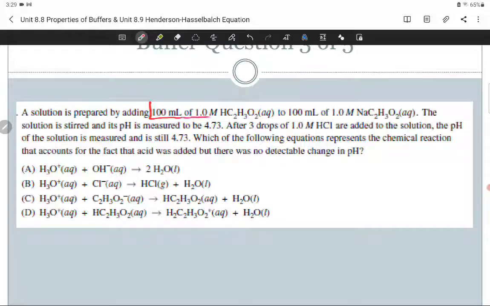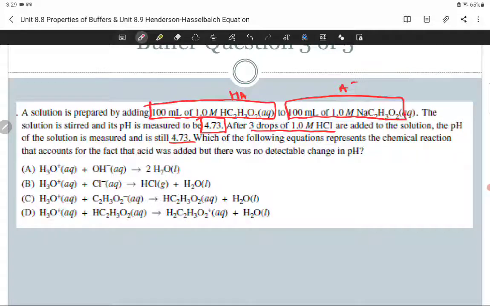We have 100 milliliters of 1 molar HA and 100 milliliters of 1 molar A minus. So that's going to be a perfect buffer. This particular buffer has a pH of 4.73. If you add a little bit of hydrochloric acid, it still maintains 4.73. Why? Because it's a great buffer.